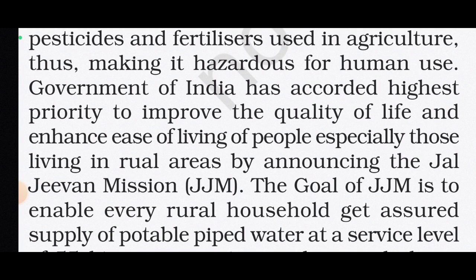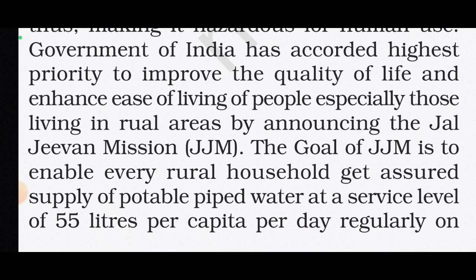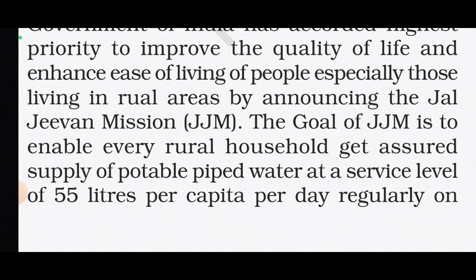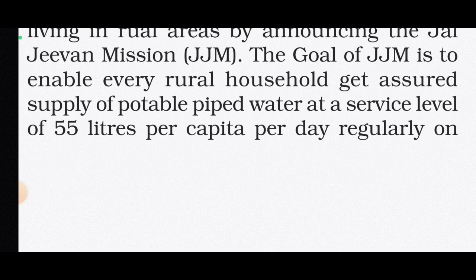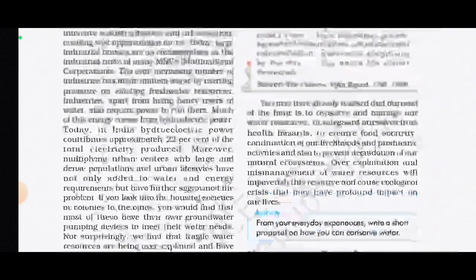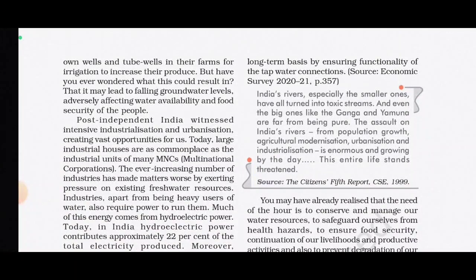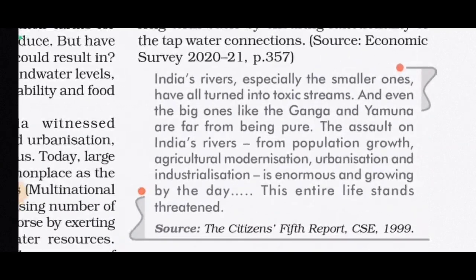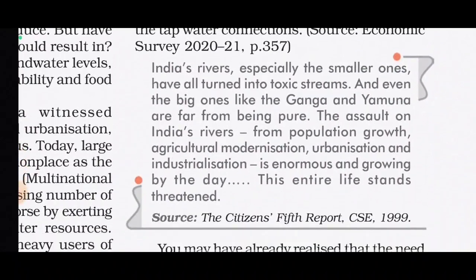Government of India has accorded highest priority to improve the quality of life and enhance ease of living of people, especially those living in rural areas, by announcing the Jal Jeevan Mission. The goal of JJM is to enable every rural household get assured supply of potable piped water at a service level of 55 liters per capita per day regularly on long-term basis by ensuring functionality of the tap water connections.